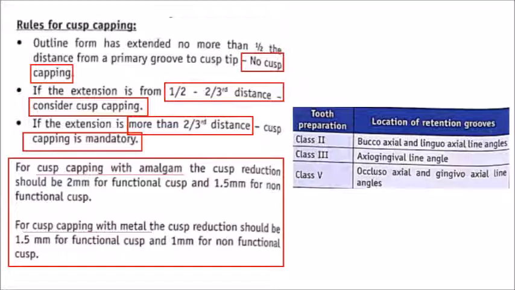Now tooth preparation and location of the retention grooves, where you have to place the grooves. In cases of class 2 cavity preparation, buccoaxial and linguoaxial line angles are selected for the location of the retention grooves. In class 3 cases, it should be placed in the axiogingival line angle. So class 2 it is buccoaxial or linguoaxial line angles, class 3 it is axiogingival line angle, and class 5 it is occlusoaxial or gingivoaxial line angles. These points also you have to remember.